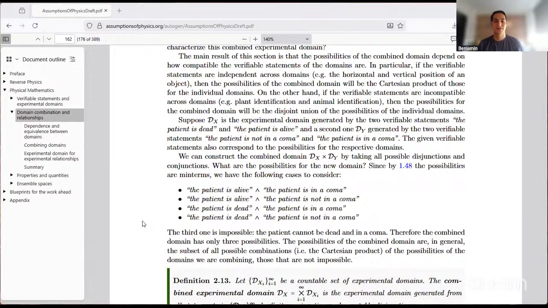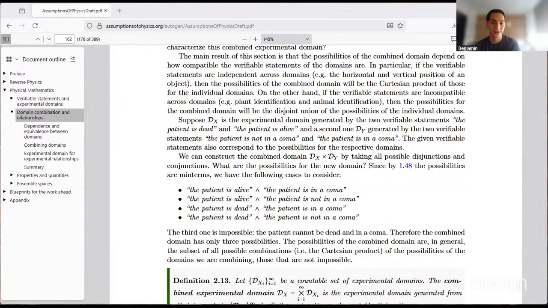We know that we just have to consider all the conjunctions of the statements. So we have the patient is alive or the patient is dead, and the patient is in a coma, and the patient is not in a coma. You can kind of make a Punnett square, I guess. So we get these four possibilities: alive and coma, alive and not coma, dead and coma, dead and not coma. And we note that the third one isn't possible. You can't have a patient that's dead and in a coma. And therefore, the combined domain has three possibilities.